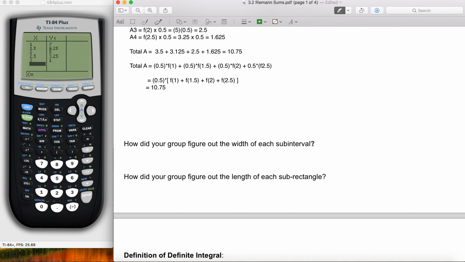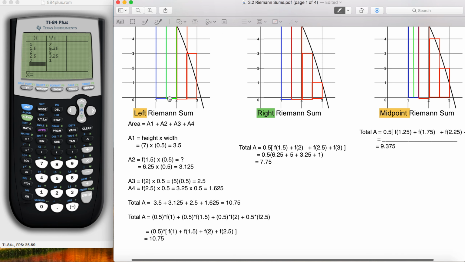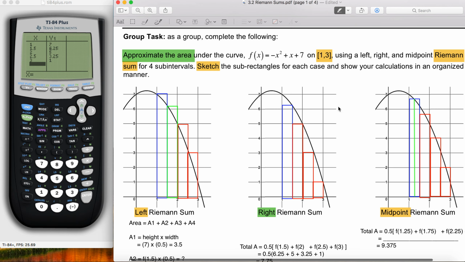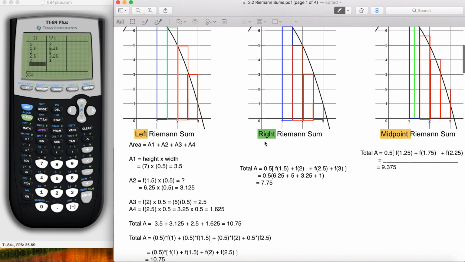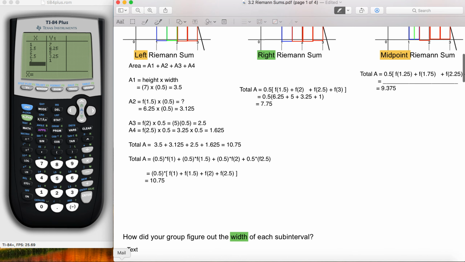I have these questions for you guys to help you think about this problem. So let's recall, how do we figure out the width of each interval? How do we figure out there's 0.5 here? Well, we knew that the interval is from 1 to 3, and that it was going to be 4 subintervals. That's the key. And so one quick way to think about it is, you find the distance between 1 and 3, and what is the distance between them? Isn't it 2?